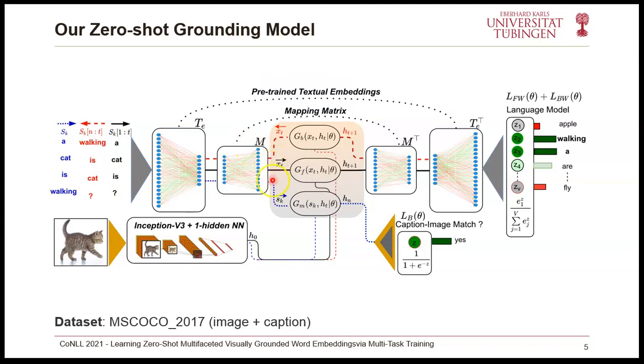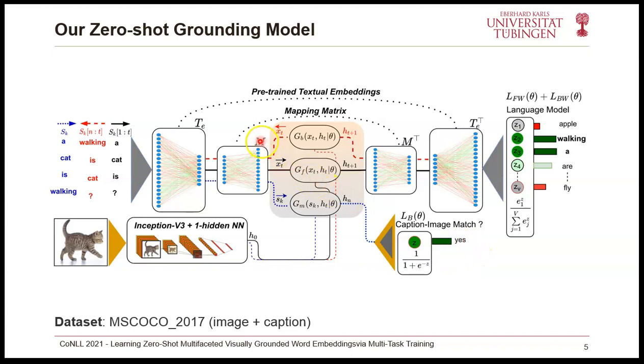So the way we align this textual embedding to the images is by training the network on three tasks. We have two language models in different directions, and also a binary classification task where, given a sentence and an image, it decides if the sentence describes the image or not.